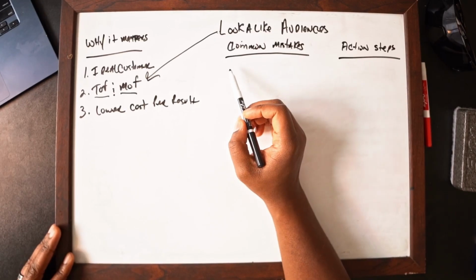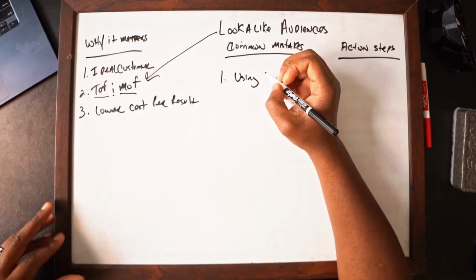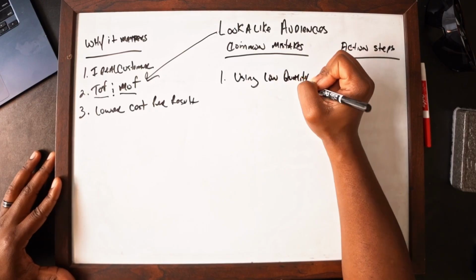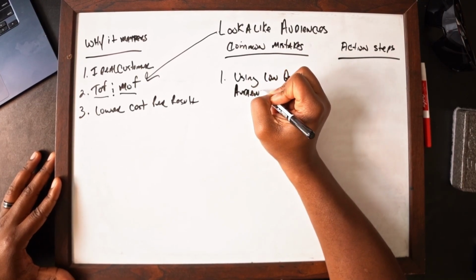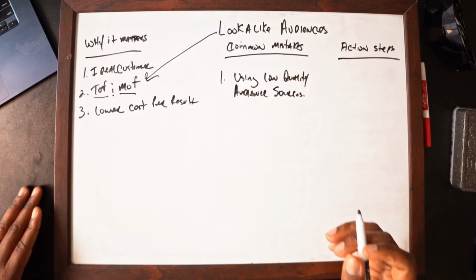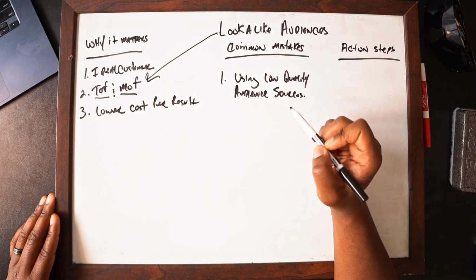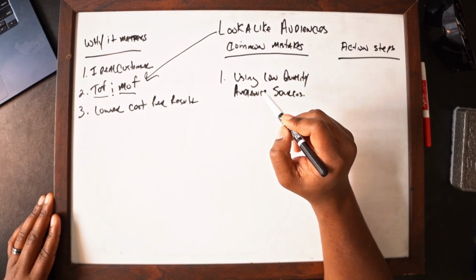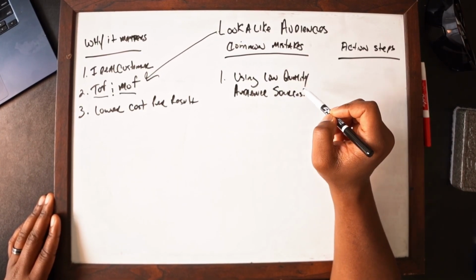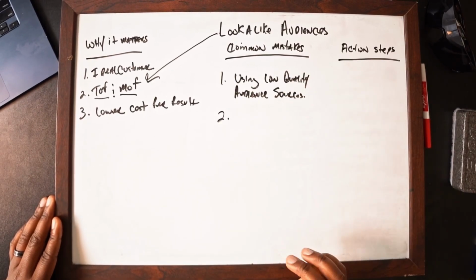All right, let's talk about some common mistakes. Common mistakes, right? Using low quality audience sources. Guys, you don't want to just add email list, right? You don't just want to add email list. You want to use high quality email sources. So I'll get into that in the action steps, but don't use low quality audience sources, all right? Don't do that, okay?